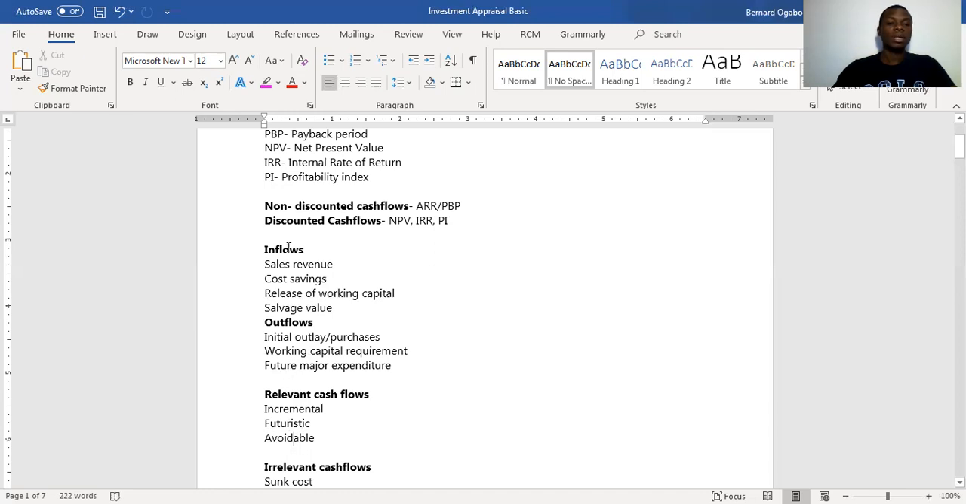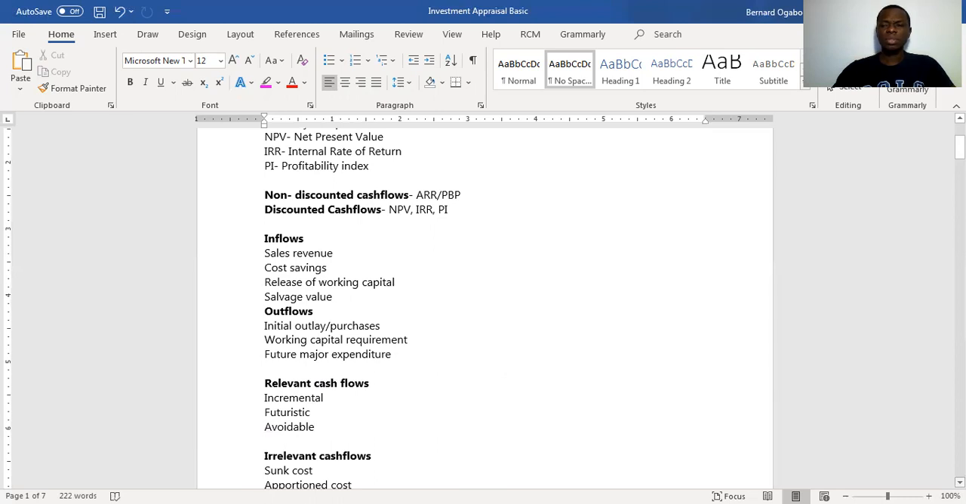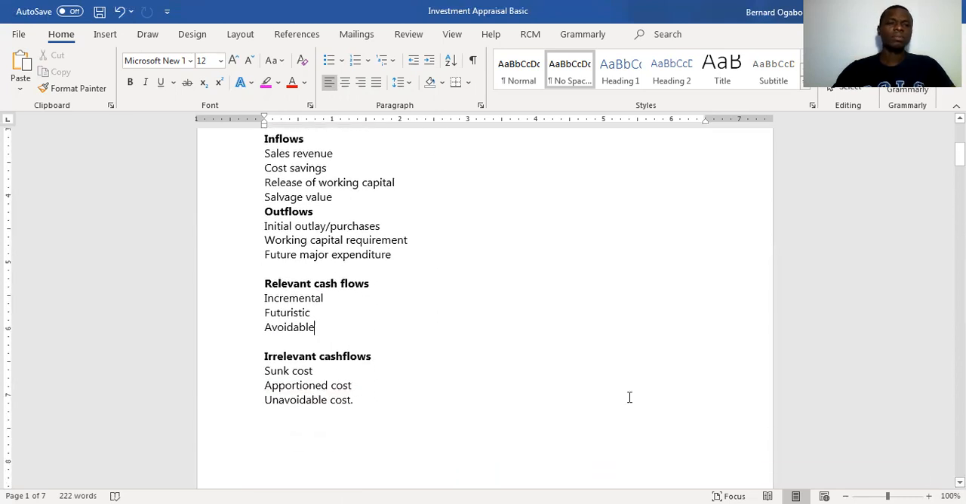So before you include cash flow in these two components, is it incremental? Is it futuristic? Is it avoidable? We will explain this avoidability concept in addition to opportunity cost in the second video, and also give an illustrating example. And some of these will affect components of cash inflows. But which cash flow should not be relevant? Which one should we ignore?